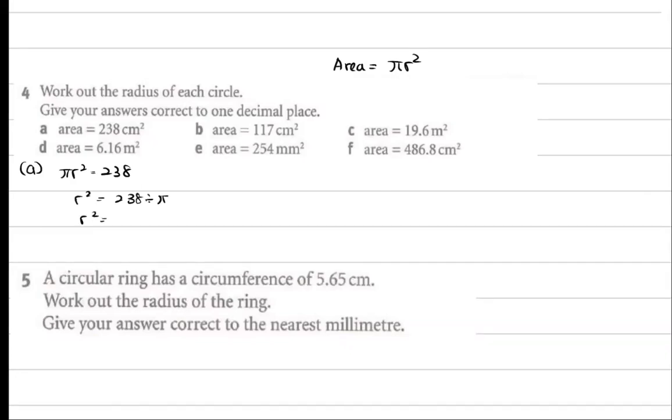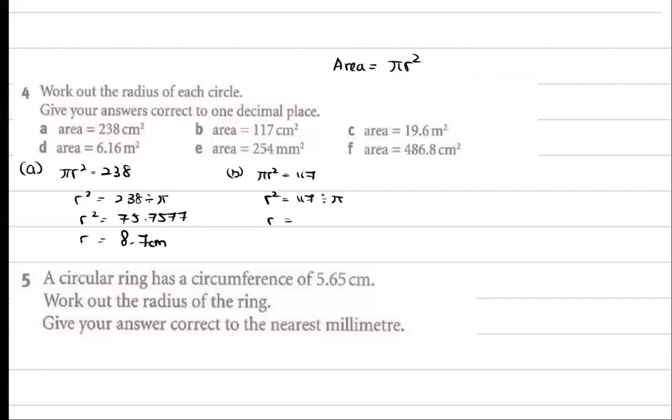R squared is equal to 75.7577. Then R is equal to the square root of the answer. 8.7 is one decimal place. Right, then let's look at B. Pi r squared is equal to 117. R squared is equal to 117 divided by pi.